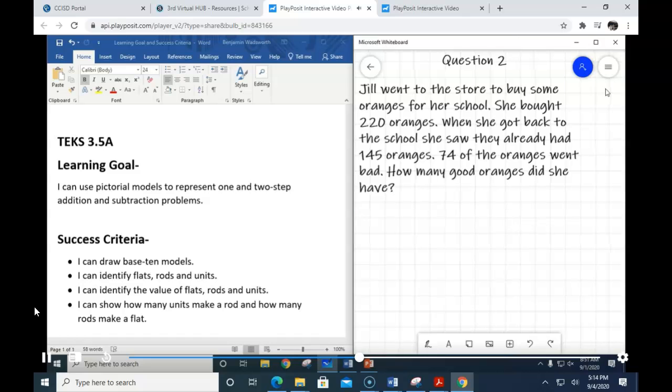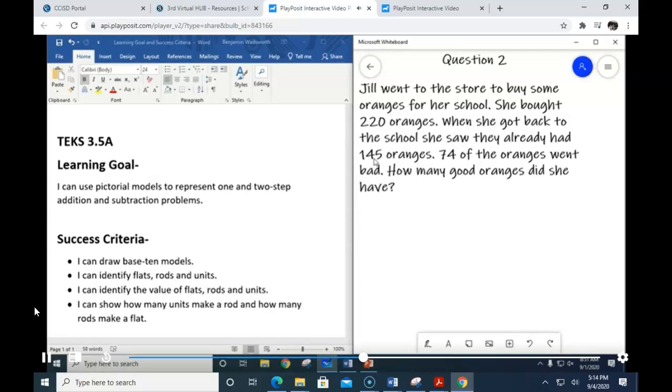So I'll read the question. Jill went to the store to buy some oranges for her school. She bought 220 oranges. When she got back to the school, she saw they already had 145 oranges. 74 of the oranges went bad. How many good oranges did she have? Okay, so this is a 2-step problem. So the first thing we're going to do is we're going to start out with our 220 oranges.